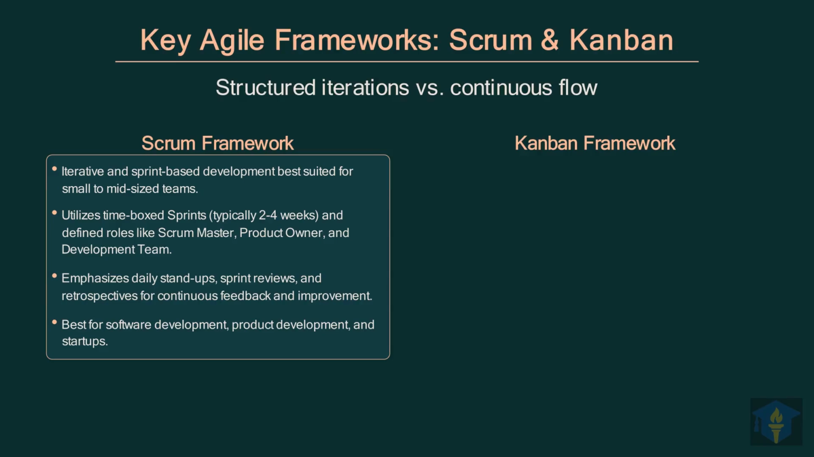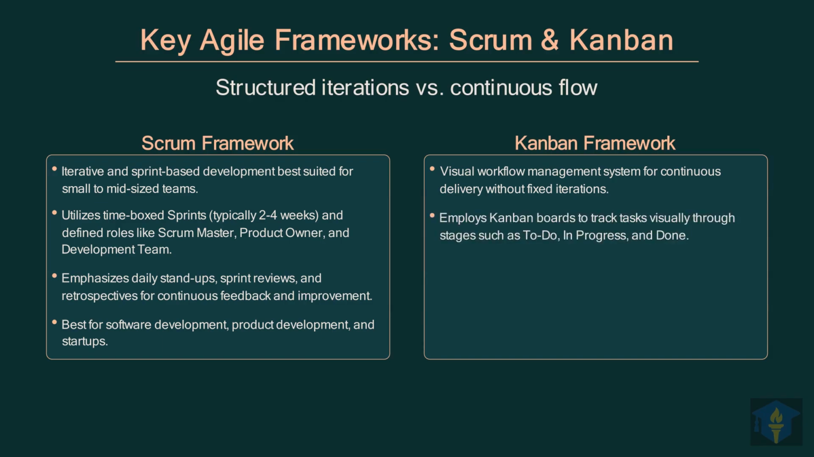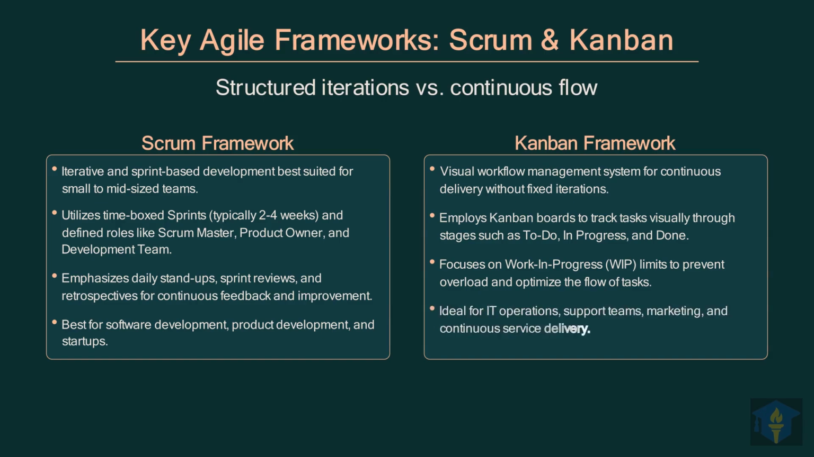Now, let's shift our focus to the Kanban framework and its unique approach to workflow management. Kanban is a visual workflow management system, enabling continuous delivery without relying on fixed iterations. It uses Kanban boards to visually track tasks through stages like to-do, in progress, and done. Kanban focuses on work-in-progress limits, preventing overload and optimizing the smooth flow of tasks. It's ideal for IT operations, support teams, marketing, and any scenario requiring continuous service delivery.